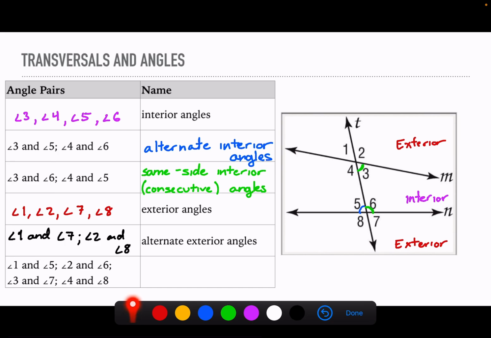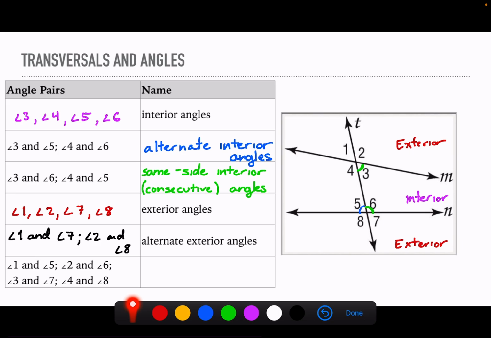And the last pair that we have is if they're in the same position at the intersection. So we have 1 and 5, 2 and 6, 3 and 7. You can see that 1 is in the top left at this intersection. 5 is in the top left. So they're in the same position. Same with 4 and 8, 2 and 6, 3 and 7.